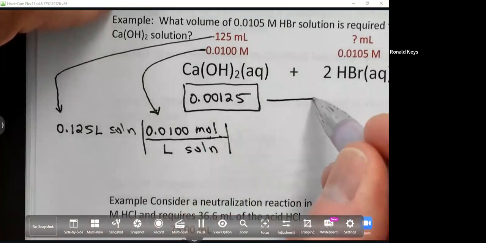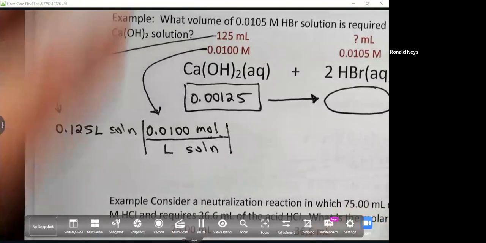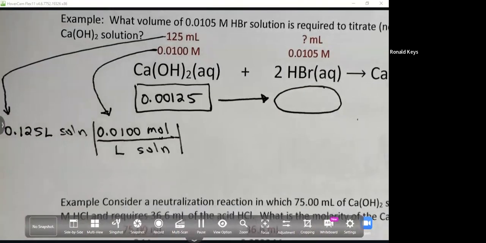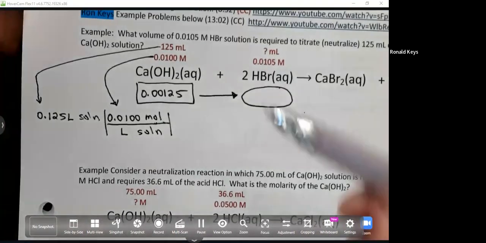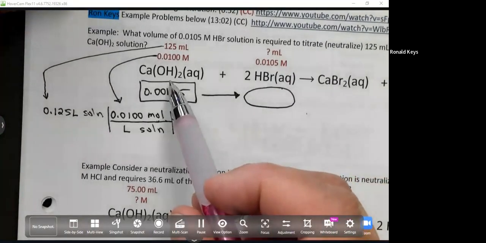So again, these are kind of slick and easy. Don't need our periodic table. We're calculating exactly, so there's no excess, there's no limiting. How many milliliters do we need to add to neutralize this base?